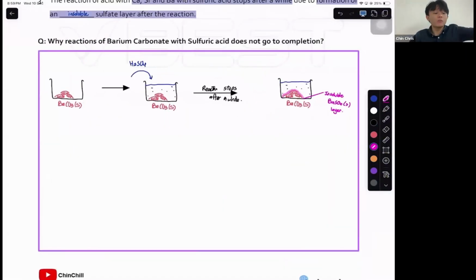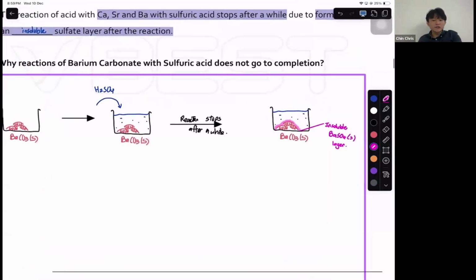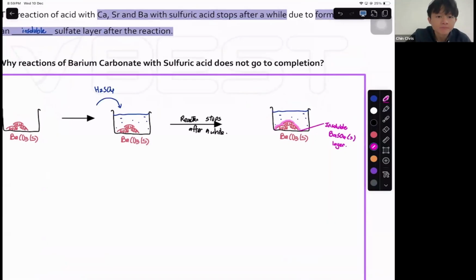So when this is formed, it covers up the reactant. Right now, your carbonate and H2SO4 molecule are no longer reacting. Get me or not? So they are no longer touching each other. So the reaction stops.